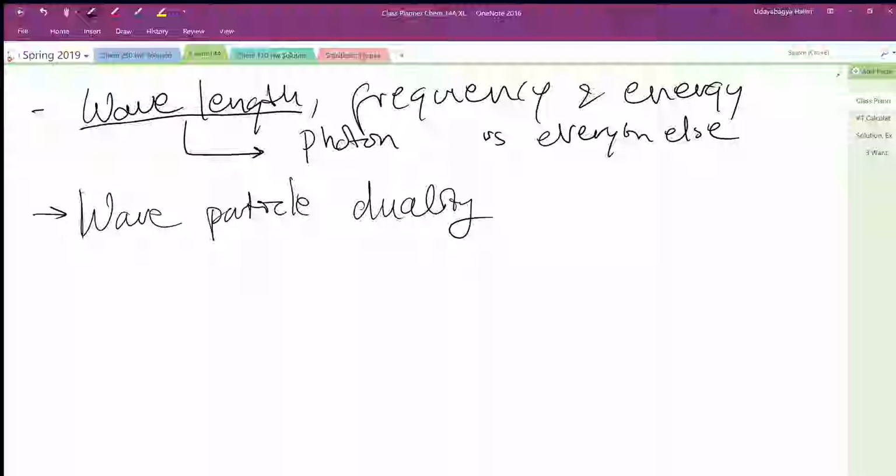Majority of the time, I like to use the wavelengths just because it's a little bit easier to understand than the frequency. But in any case, we begin our class with this, and then we end our class with wave particle duality, and specifically we went into the double slit experiment.